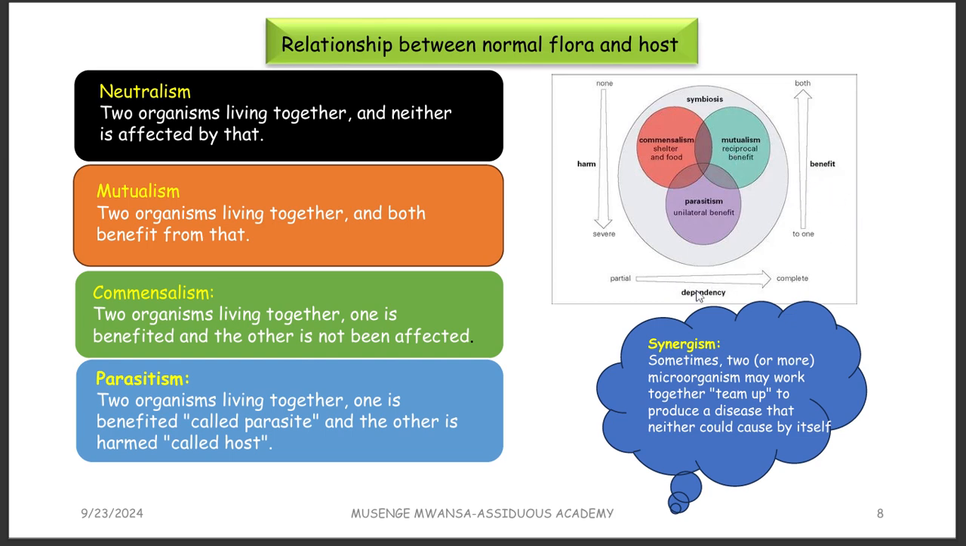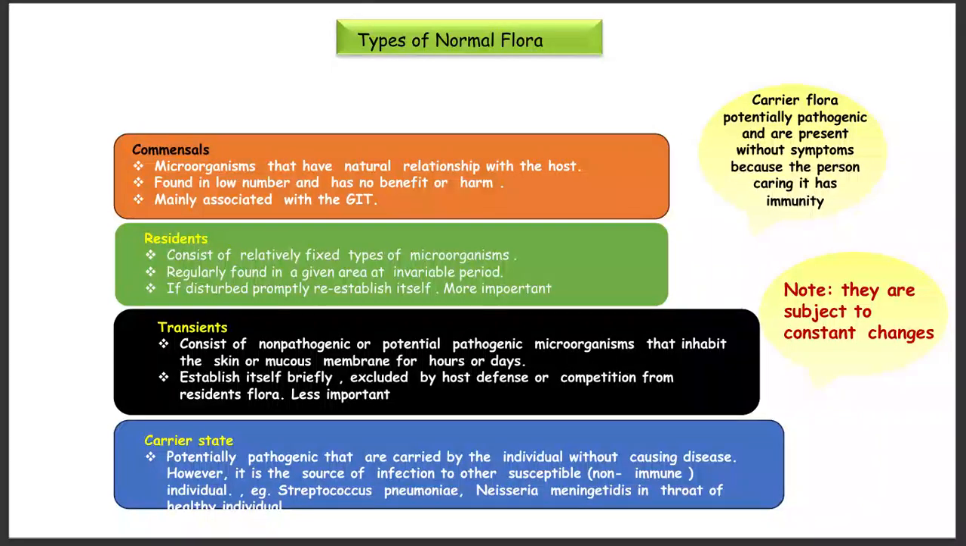What are the types of flora? You have got commensals, these guys have got a natural relationship with the host. It's natural, and they are found in low numbers and have no benefit or harm, only associated with the GIT. And then you have got the residents, which consist of relatively fixed types of microorganisms regularly found in a given area at invariable period. If disturbed, they can reestablish themselves. They are more important. The residents, they are part of the body.